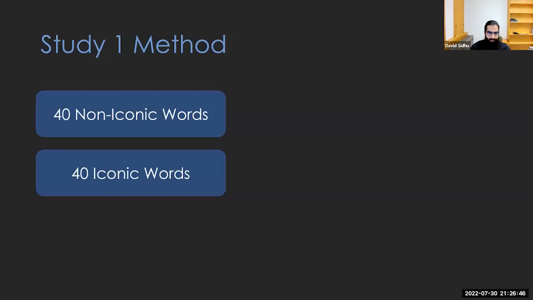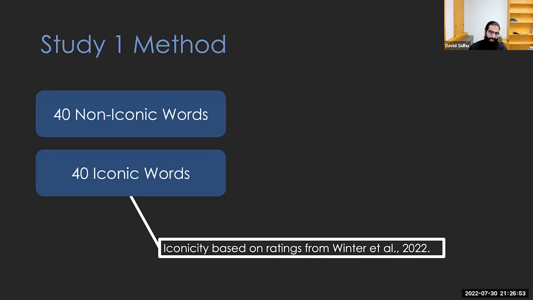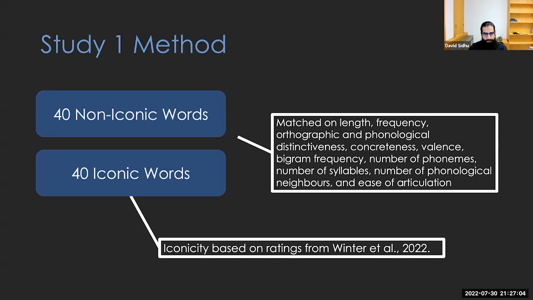So in the study, we had people learn 80 words. Half of them were non-iconic, half of them were iconic. And this was based on previous ratings collected by Winter and colleagues, where participants rated thousands of words in terms of whether they were non-iconic or iconic along the scale. And these two groups of words were matched on all kinds of things that might have mattered. So things like length, frequency, valence, which is important because we're getting people to make a valence rating, and ease of articulation, which we're also getting some of the participants to do.